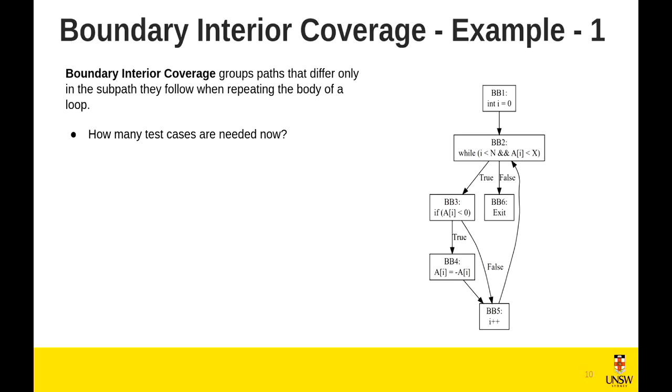In this example, again, we have one loop here. What we care about is all the subpaths inside this loop. We don't need to care about what's happening outside the loop. We just need to care about all the basic blocks within the loop. So how many test cases or how many subpaths do we have for this single loop?